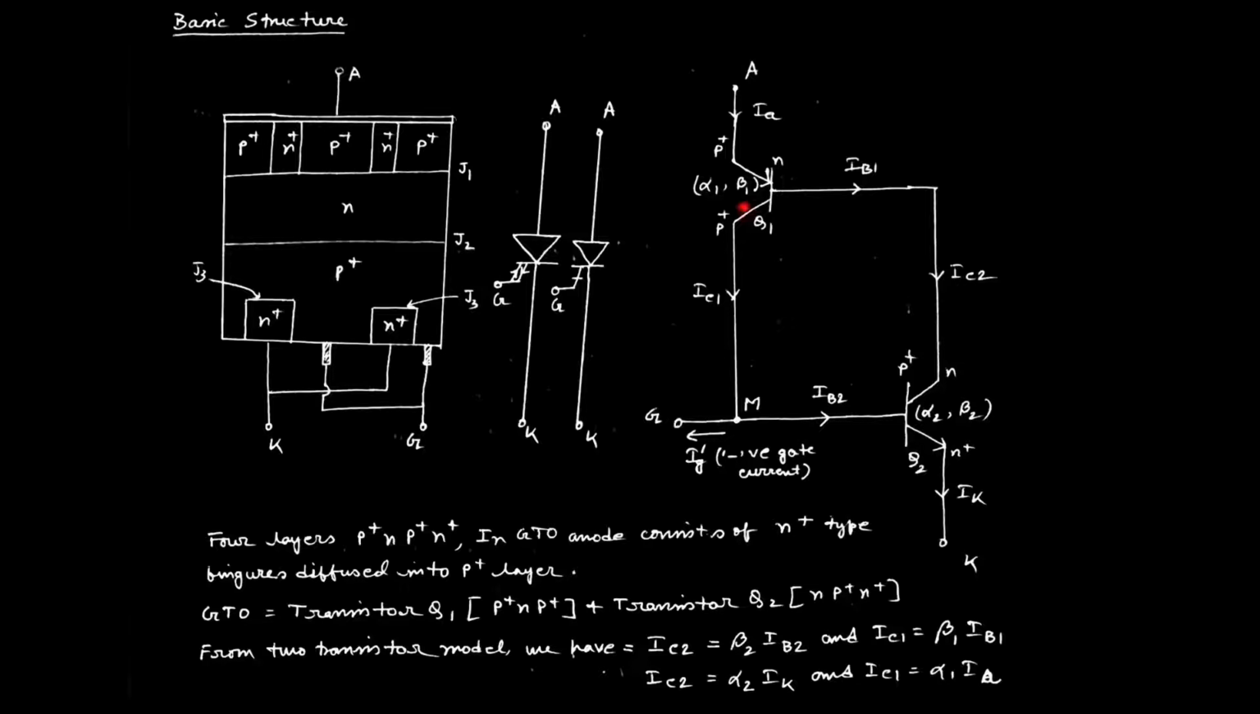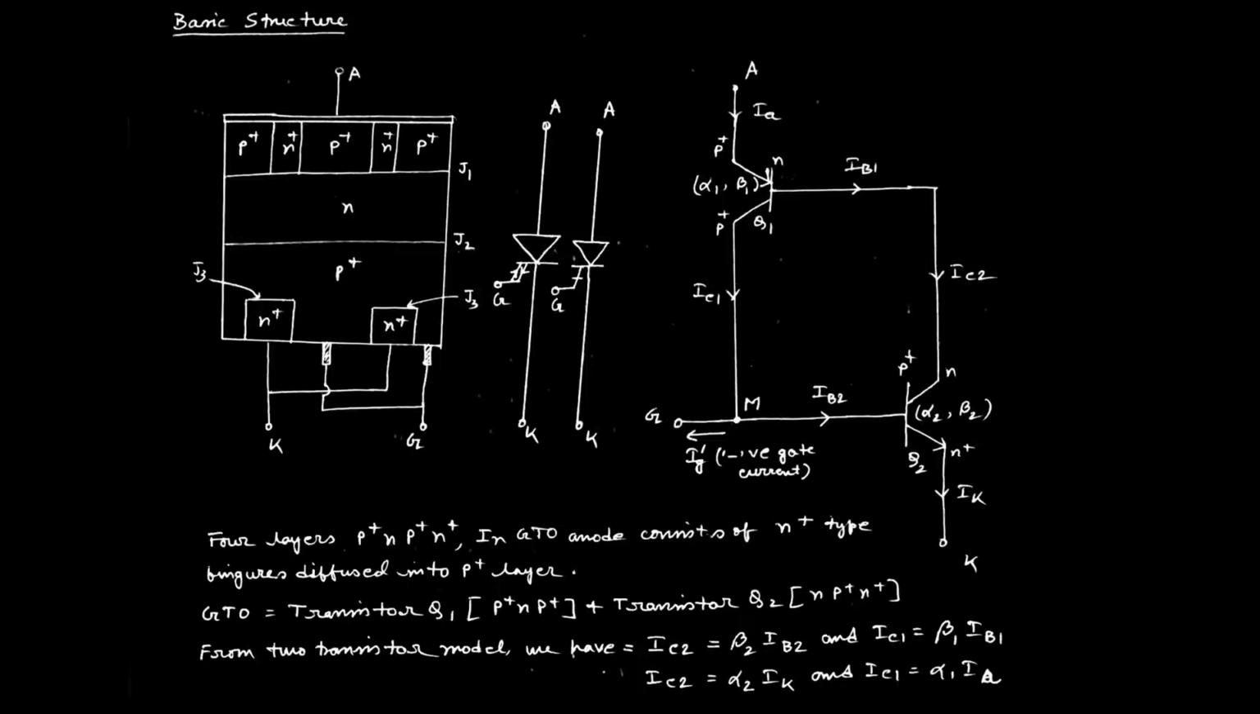So from this two transistor model we can say IC2, this current, is equal to beta 2 IB2, and IC1, this current, should be equal to beta 1 IB2, because IC2 is the collector current of Q2 and IC1 is the collector current of the first transistor Q1.